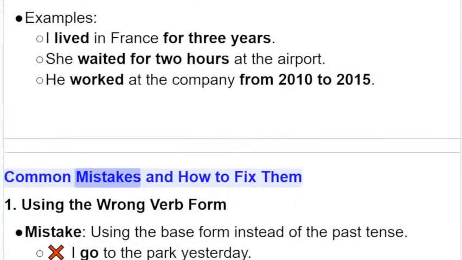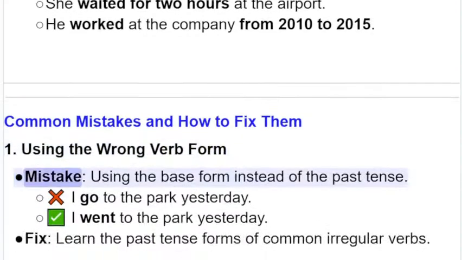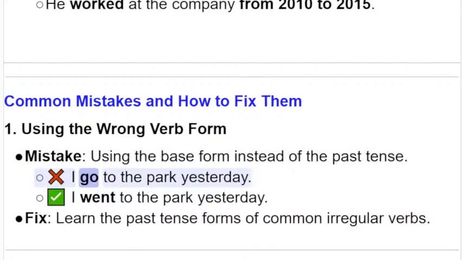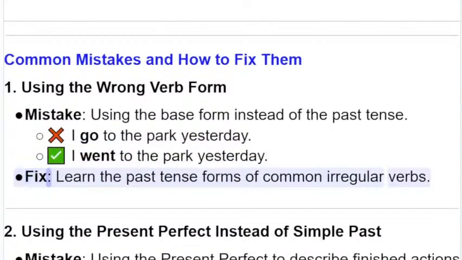Common mistakes and how to fix them. 1. Using the wrong verb form. Mistake: using the base form instead of the past tense. I go to the park yesterday. I went to the park yesterday. Fix: learn the past tense forms of common irregular verbs.